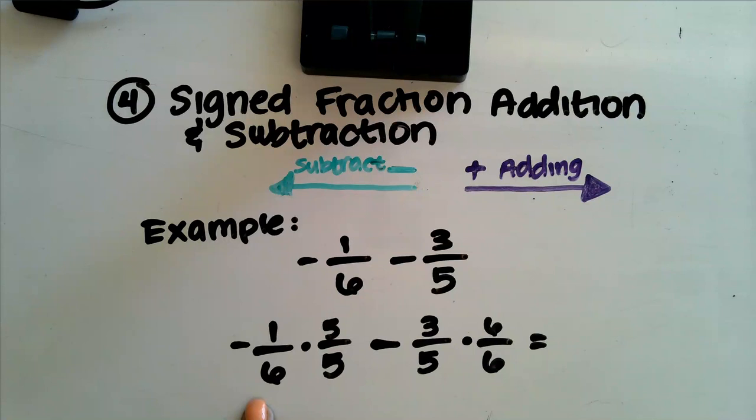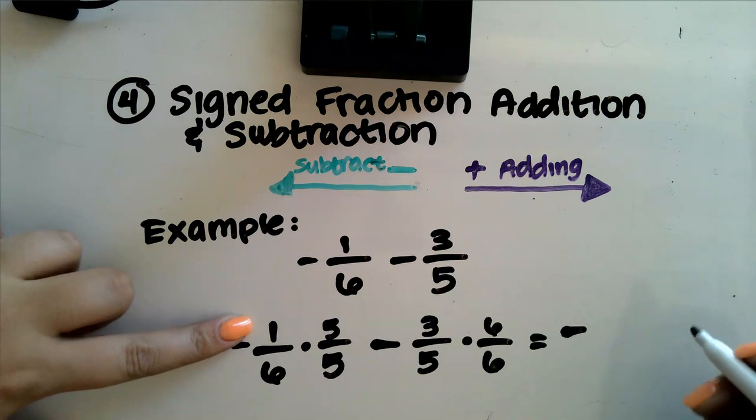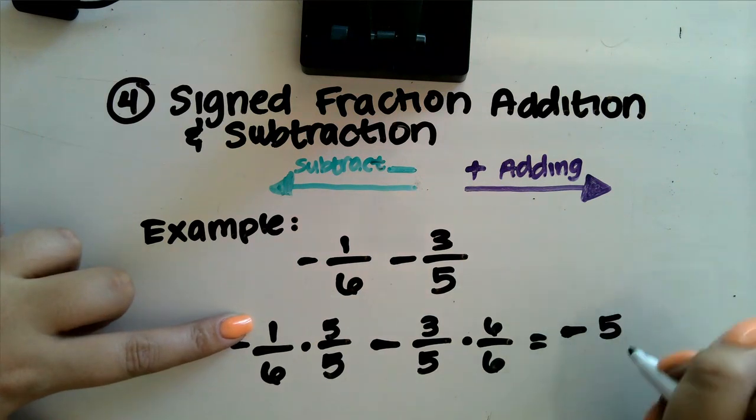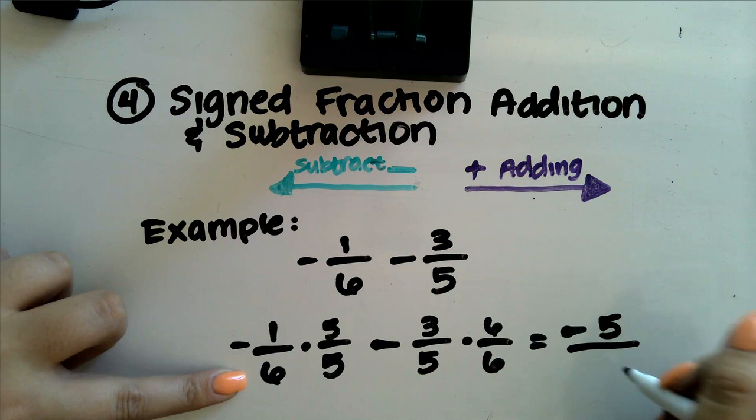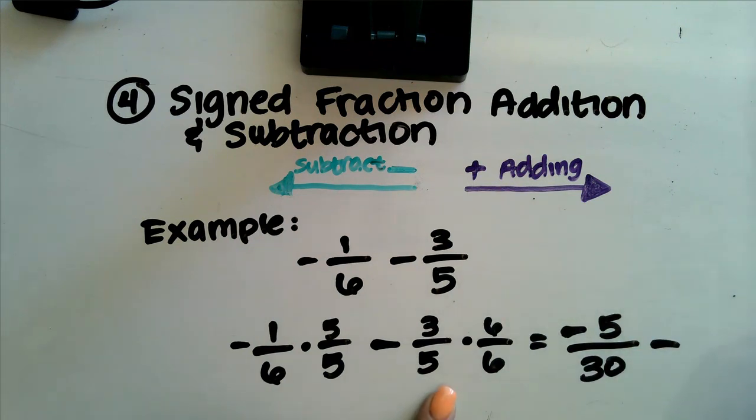Now, remembering our signed operations, this 5/5 is a positive. So when I'm multiplying it by our negative 1/6, it's still going to be a negative. We're still going to keep that negative sign in front of our resulting equivalent fraction. So multiplying our numerator, 5 times 1 is 5 over 6 times 5, which is 30. We're going to do the same thing to our second fraction. 3 times 6 is 18 over that common denominator of 30.